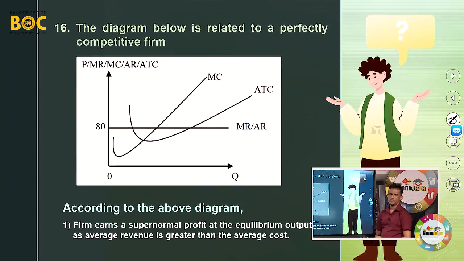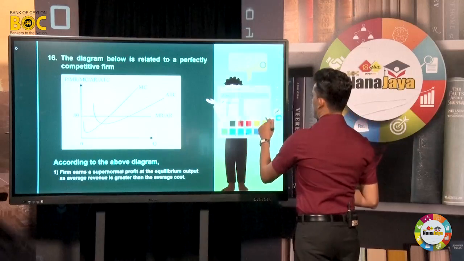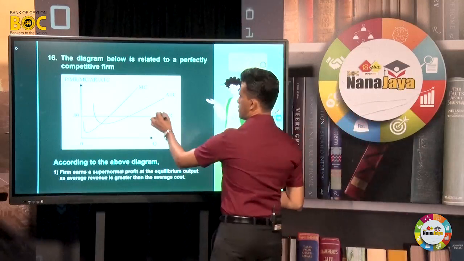Question number 16. The diagram below is related to a perfectly competitive firm. According to the above diagram, we will read the first answer to get an approach to the question. The first answer says firm earns a supernormal profit at the equilibrium output as average revenue is greater than the average cost.